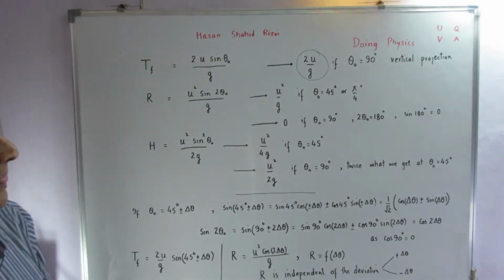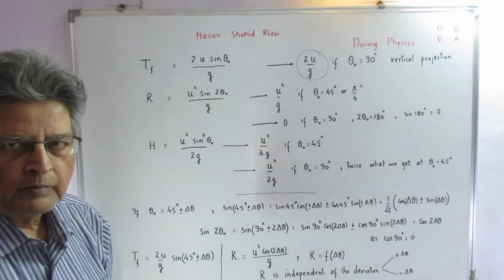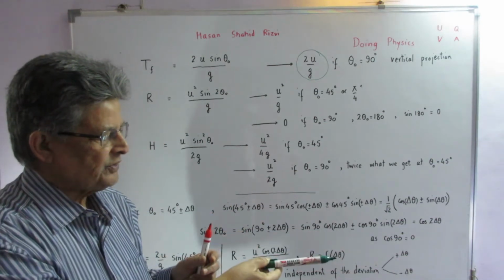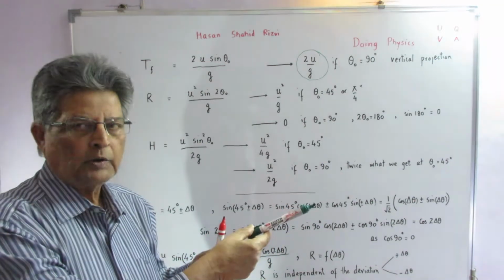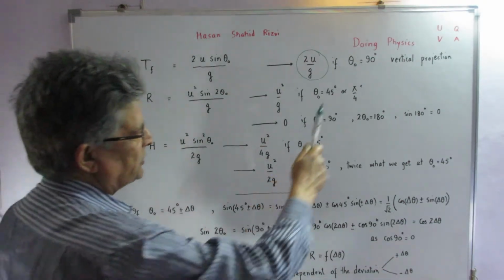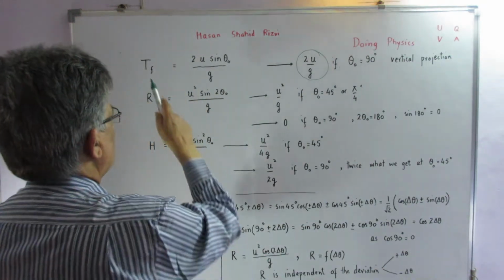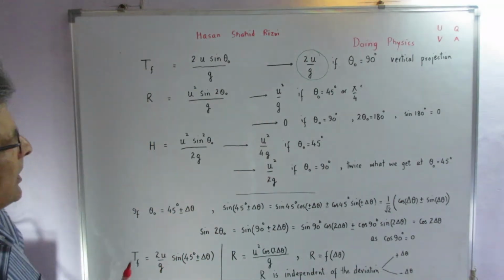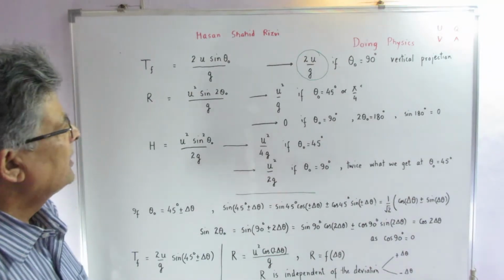So naturally, because the sine theta value increases from 0 to 1 as the projection angle is increased, this value keeps on increasing. So when it becomes vertical like this for the projectile, then the time of flight is more. So time of flight has a dependence on the value of theta naught.